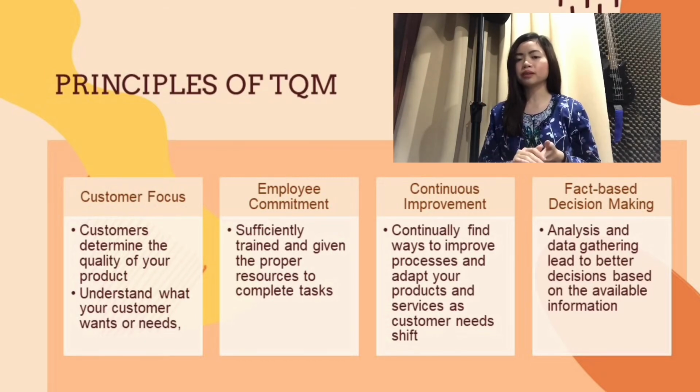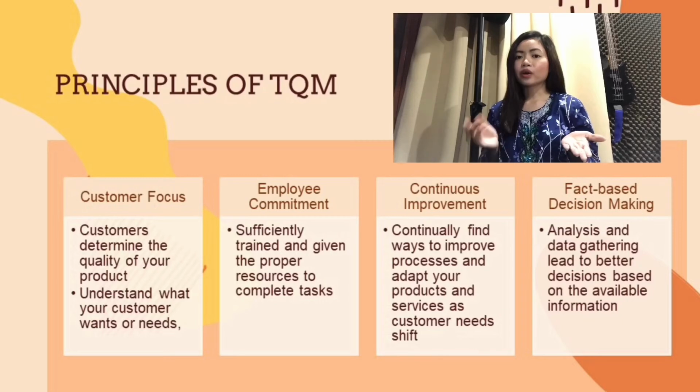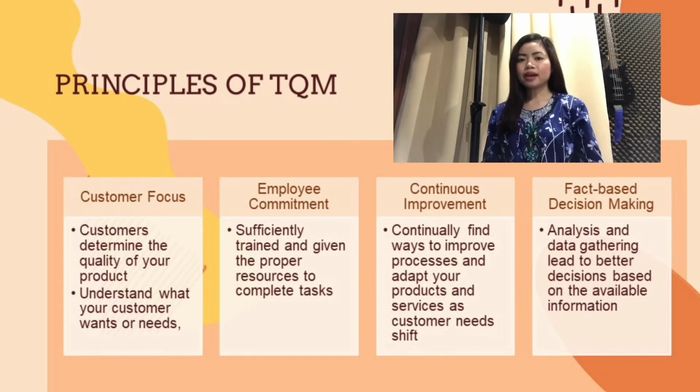Then, continuous improvement. The business should find ways to improve processes and adapt the product or services as customer needs shift. The other TQM principle should help the business keep an eye towards continual improvement. To apply this, the company should encourage the employees to participate in available training sessions to learn and take on new and additional roles.